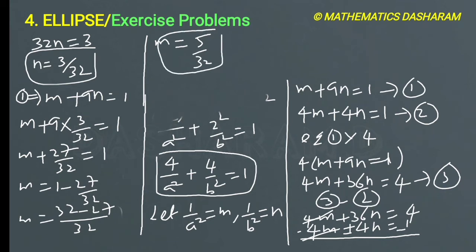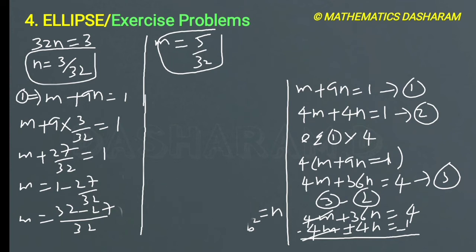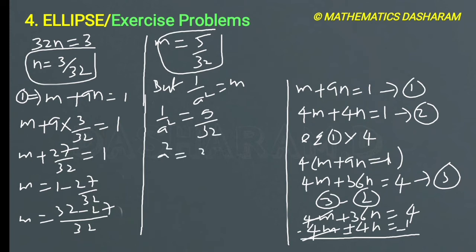But we selected 1 by a square equals to m. So then 1 by a square equals to m value 5 by 32. Then a square equals to 32 by 5. So here keep it as it is, a value 32 by 5.